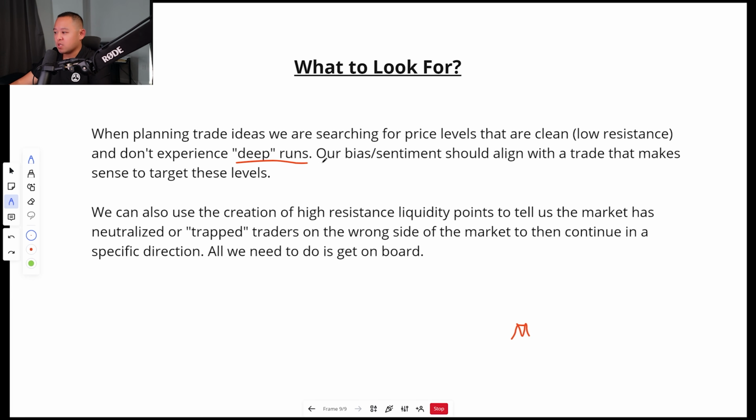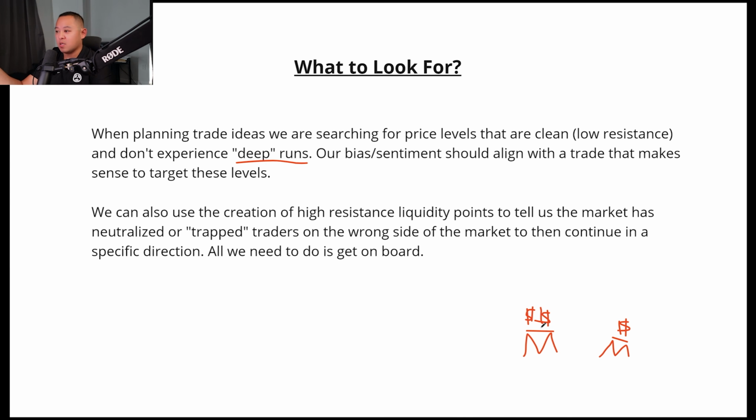So our bias or sentiment should align with a trade that makes sense to target these levels. So if we see a pool of equal highs or a liquidity pool, even if it's something like this, all I'm seeing right here are dollar signs. I'm not really seeing those highs. I'm just looking at it and just thinking, oh, there's a lot of money up there. All right, and visualize this and really think about this when you're trying to plan your trades out, because this is how you should be thinking when you're trying to create a bias and have proper targets, okay?